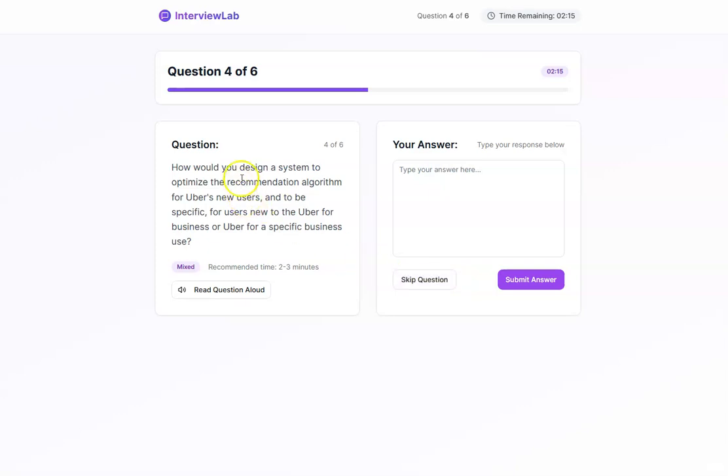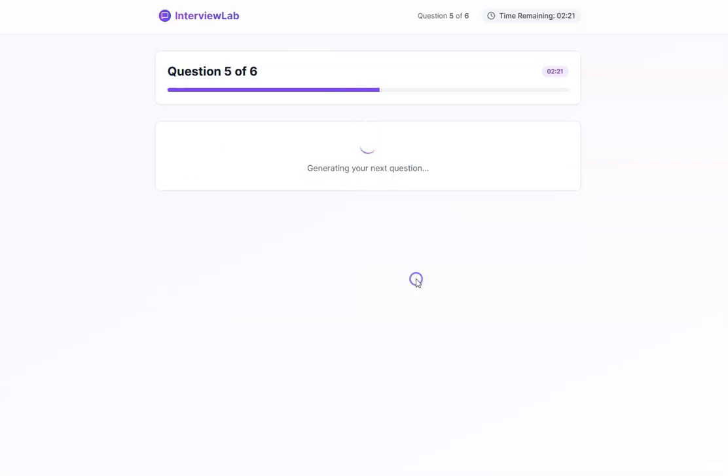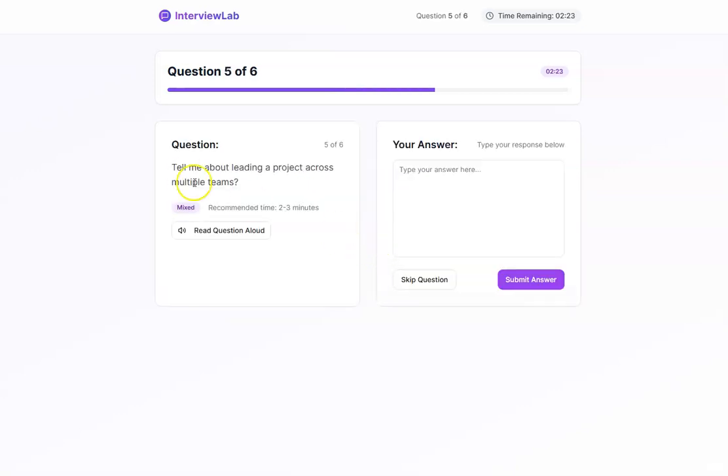The next question: how would you design a system to optimize the recommendation system for Uber users? To be specific, we'll skip this question here too. Last one: tell me about leading a project across multiple teams. It's mid-level, so you have to lead some junior engineers or junior data scientists on your team. So there's a question about leadership too. We'll put a very brief answer here. Okay.